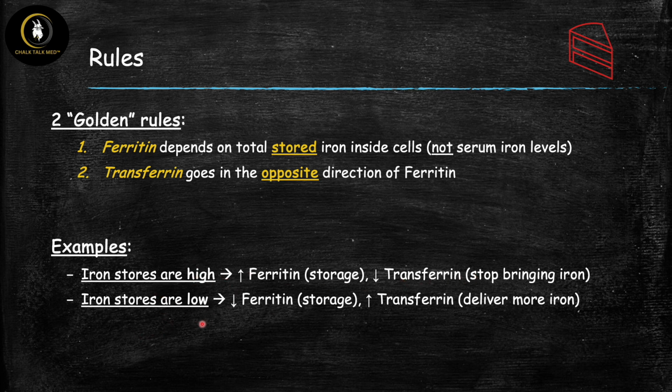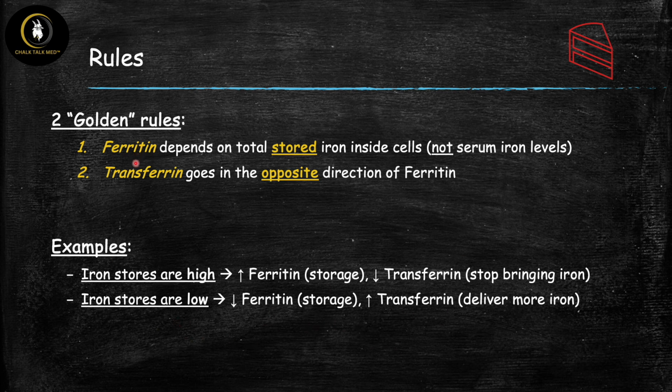Now let's look at the opposite situation. Iron stores are low, so you have low levels of iron inside of the cell. Therefore, you're going to need less storage, so you're going to bring down the ferritin levels. And on the other hand, transferrin, again, is always going to go in the opposite direction. So transferrin levels are going to go up because you're going to want to deliver or transfer more of the iron from the blood into the cells because the intracellular levels were low, and this should also make sense as well.